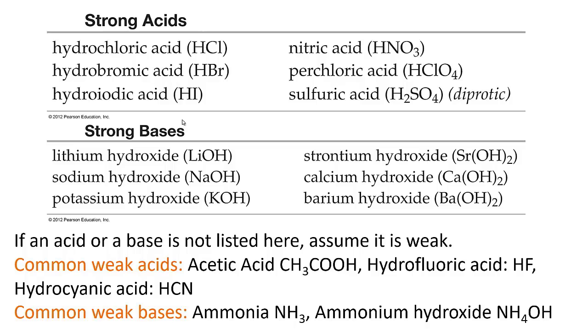So how do you tell the difference between a strong acid and a weak acid? Well, what I do is I memorize a chart like this. All right, this is one example. There's lots and lots of charts that list strong acids and strong bases. But for our class, if it's on this list, it's strong. If it's not on this list, we're going to consider it weak. I listed some common weak acids down there: acetic acid, hydrofluoric acid, hydrocyanic acid. I also listed some weak bases. And so when you're looking at this chart and trying to decide, is it strong or is it weak? If it's on this chart, it's strong. If it's not, it's weak.